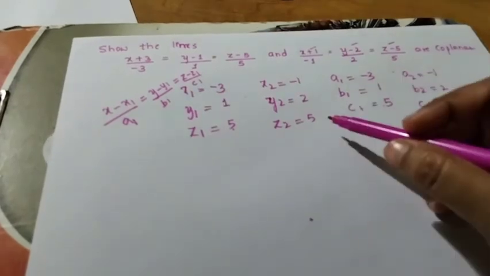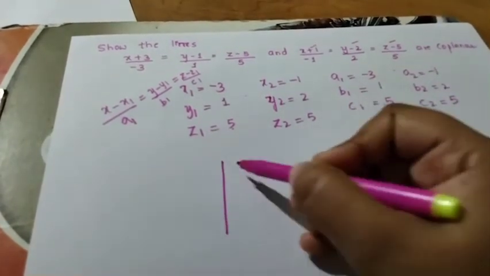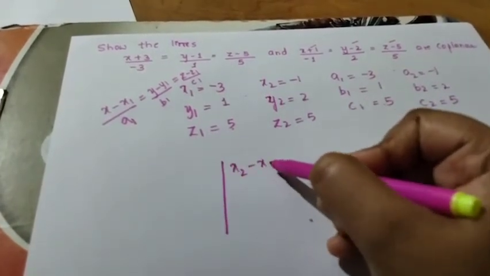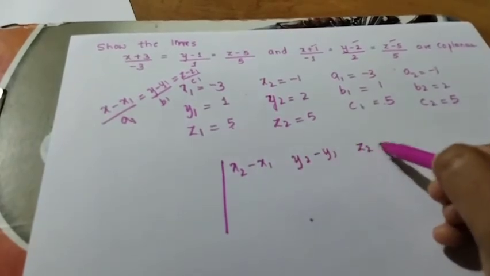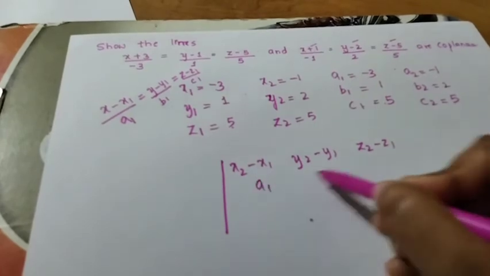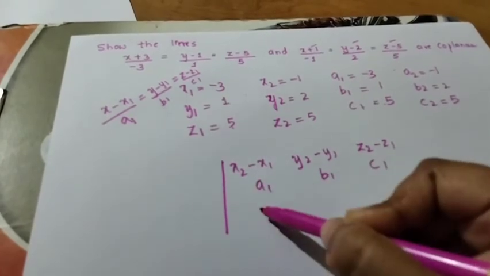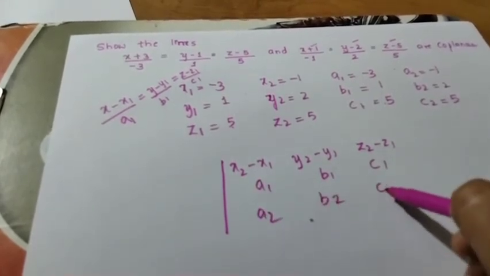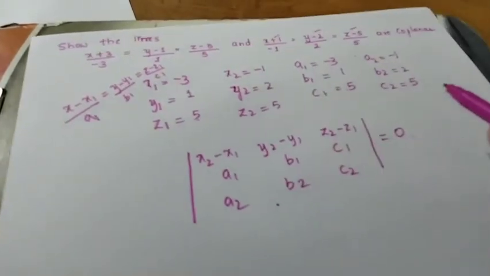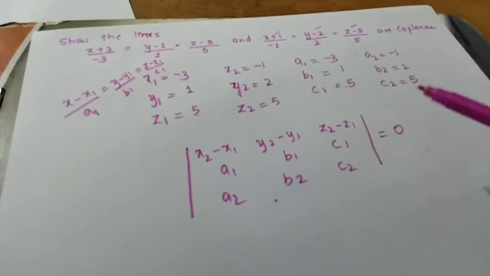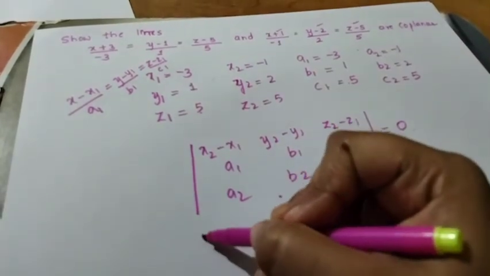Okay, so you have to write the formula now: the determinant with rows x2 minus x1, y2 minus y1, z2 minus z1; a1, b1, c1; a2, b2, c2. This should be equal to 0. If it is equal to 0, then the given lines are coplanar.